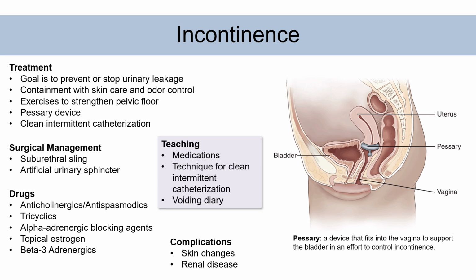Surgical management, again, if the patient will benefit from, for example, a suburethral sling or an artificial urinary sphincter, that really depends on what the cause is. Medications. Again, not every patient is going to be prescribed the same type of drug. It really just depends what the problem is. So we have anticholinergics and antispasmodics.